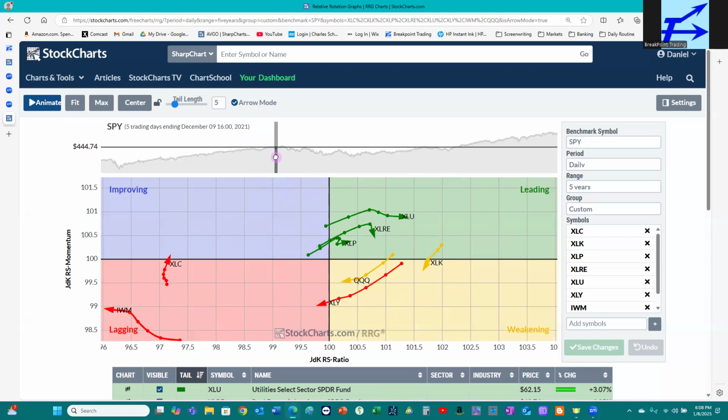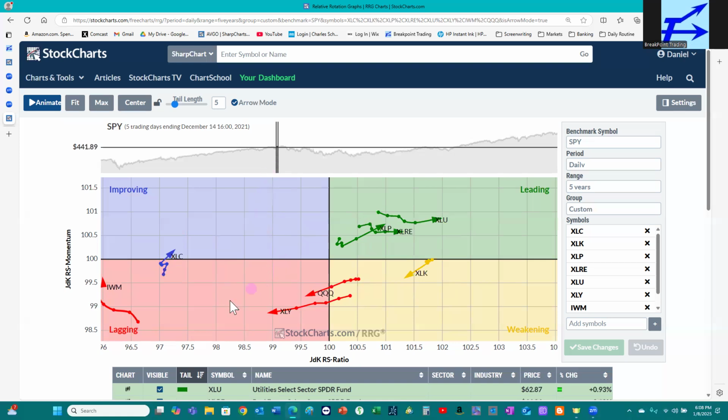Now we're at December 9th, the middle of December. Now the only ones in the leading quadrant are defensive sectors. So again, the market was making all-time highs, and everything else is now moving into the lower left. So now you can see small caps way over here.